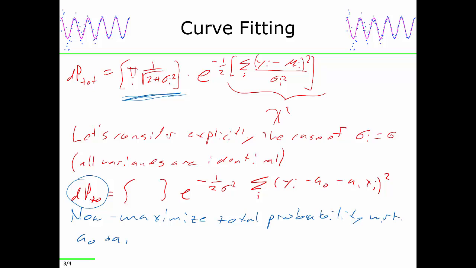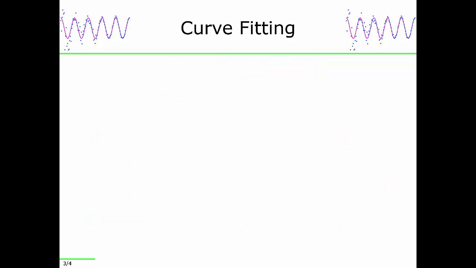What about chi-squared? Because it's a negative exponent, maximizing probability corresponds to minimizing chi-squared. Maximizing total probability corresponds to minimizing chi-squared. Does everyone see that? Okay, so let's go ahead and do that.